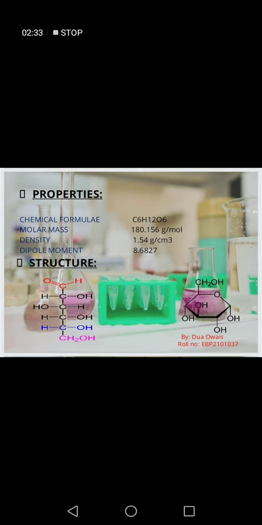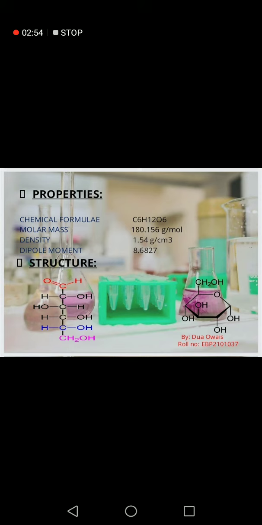As it is D-glucose, the hydroxyl group is attached to the right side, while the hydrogen is attached to the left side, except at carbon number 3. At carbon number 3, the hydroxyl group is attached to the left side, while the hydrogen is attached to the right side. This is all about glucose.